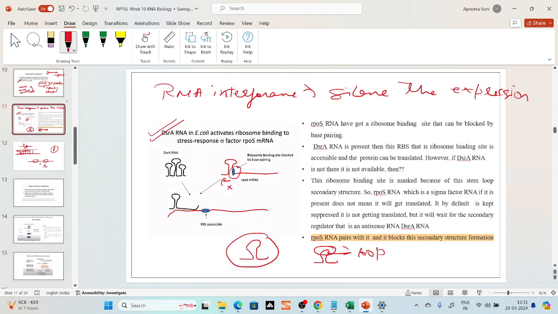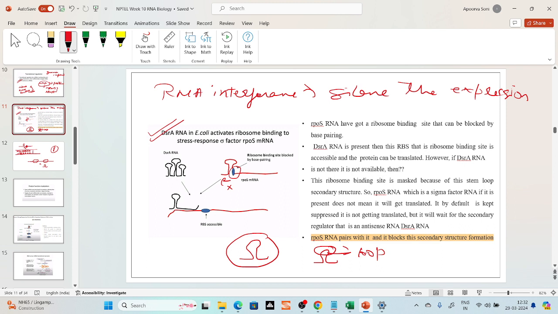So if somehow this stem loop structure is released, then the ribosome can move and translation can happen and then expression would be there. So what happens is that this is your non-coding RNA, which is DsrA RNA. So what it does is that it comes, see, the ribosome binding site is masked because of this stem loop secondary structure. So RPOS RNA, which is a sigma factor RNA, if it is present, does not mean it will be translated. It is by default.